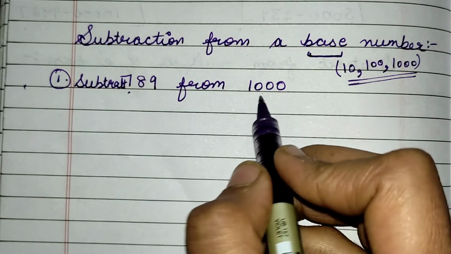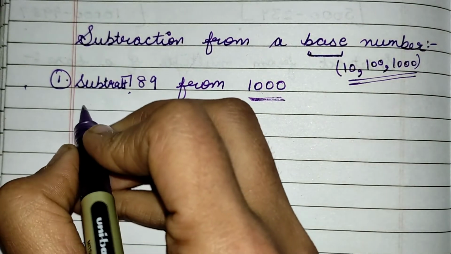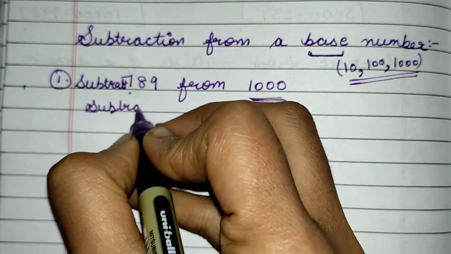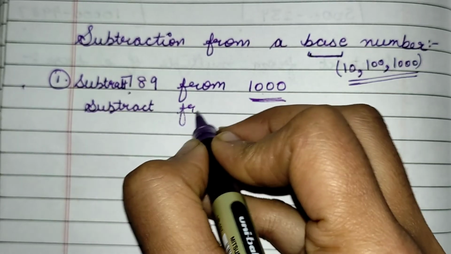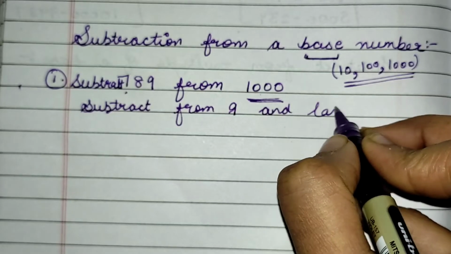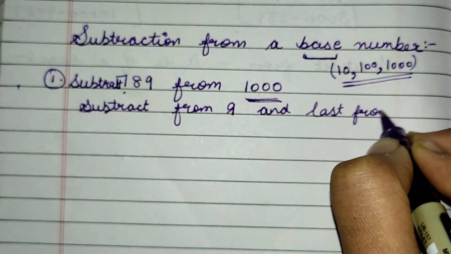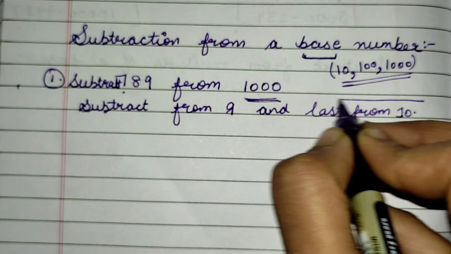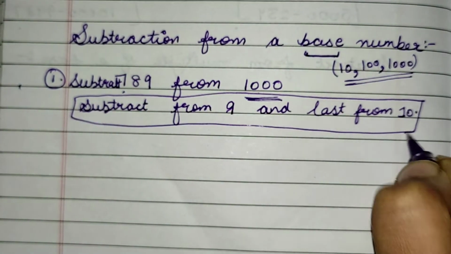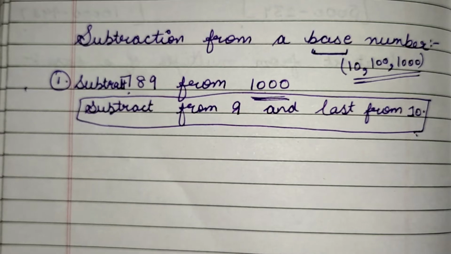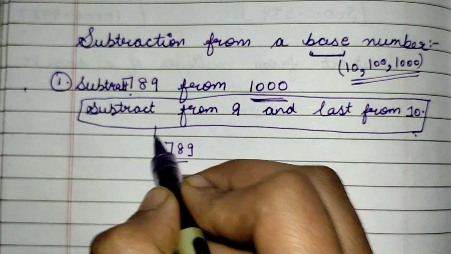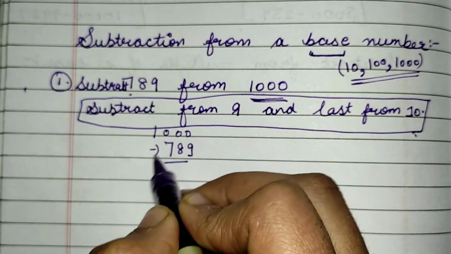For doing subtraction from the base number, we are going to follow a rule which says: subtract from 9 and the last from 10. What does it mean? Let us understand this statement by taking the simplest example first, and then we will move on to more complicated problems. So there is a number 789 and you have to subtract it from 1000.